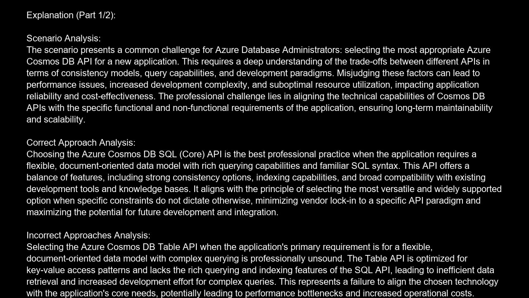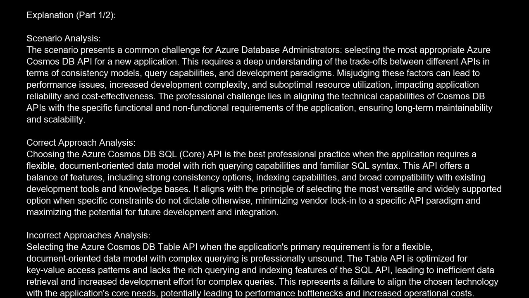Incorrect approaches analysis. Selecting the Azure Cosmos DB Table API when the application's primary requirement is for a flexible, document-oriented data model with complex querying is professionally unsound. The Table API is optimized for key-value access patterns and lacks the rich querying and indexing features of the SQL API, leading to inefficient data retrieval and increased development effort for complex queries.